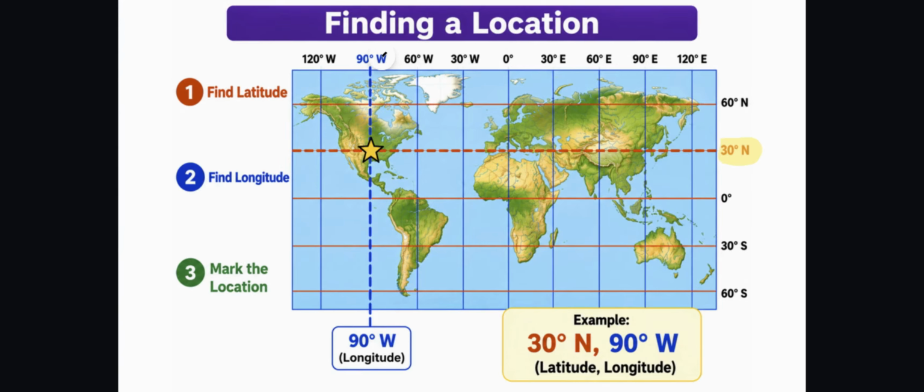We go to 90 degrees west, which is right here. From 0, we moved from 30 to 60 to 90 degrees west. That point where these two lines intersect is the correct location, right here on this star. Okay, we found it. It's right here.